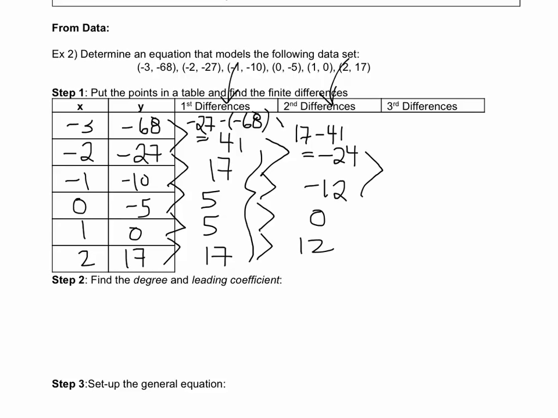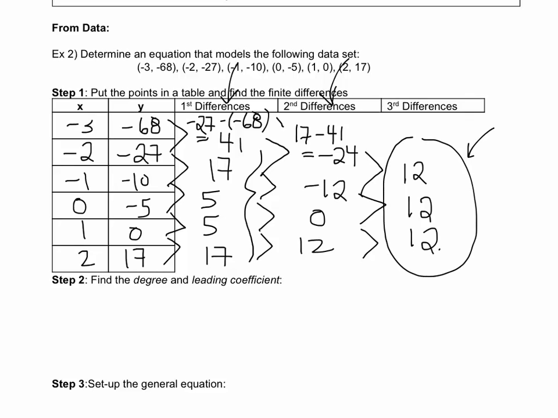If we do that, negative 12 minus negative 24 gives us 12. 0 minus negative 12 gives us 12. And 12 minus 0 gives us 12. The third differences are constant then. That means that our degree is going to be 3 because our third differences are constant.